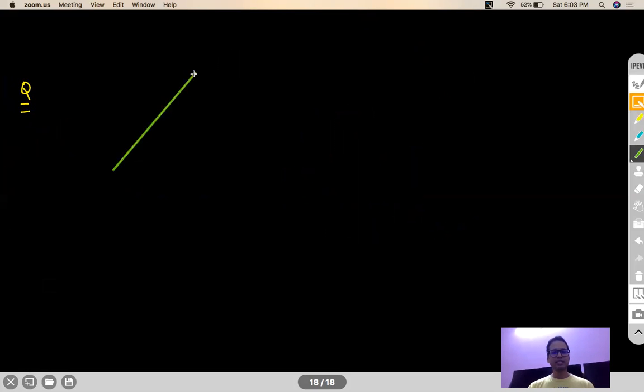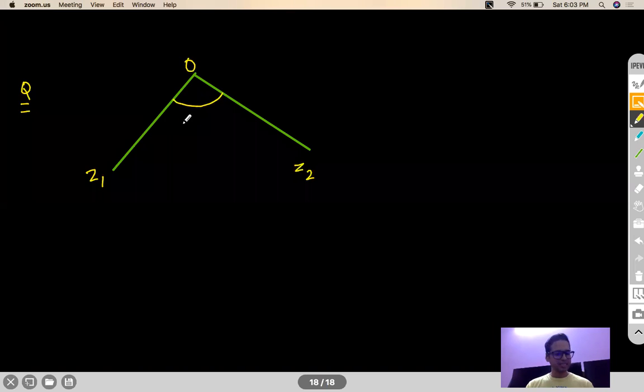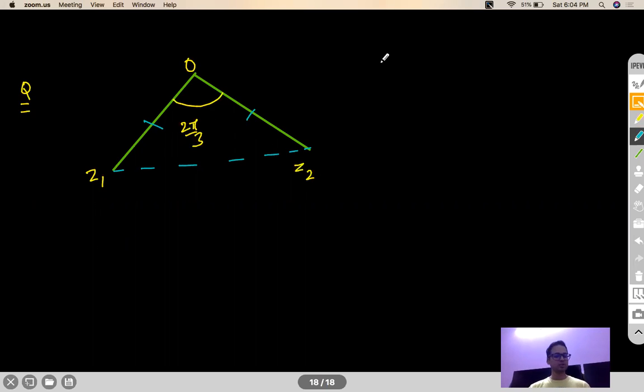Let's say there is an isosceles triangle which is formed by O, Z1, Z2 such that this angle is 2 pi by 3. Okay. So this is an isosceles triangle, formed by O, Z1, Z2 such that this angle is 2 pi by 3. Prove that Z1 square plus Z2 square plus Z1 Z2 is equal to 0.